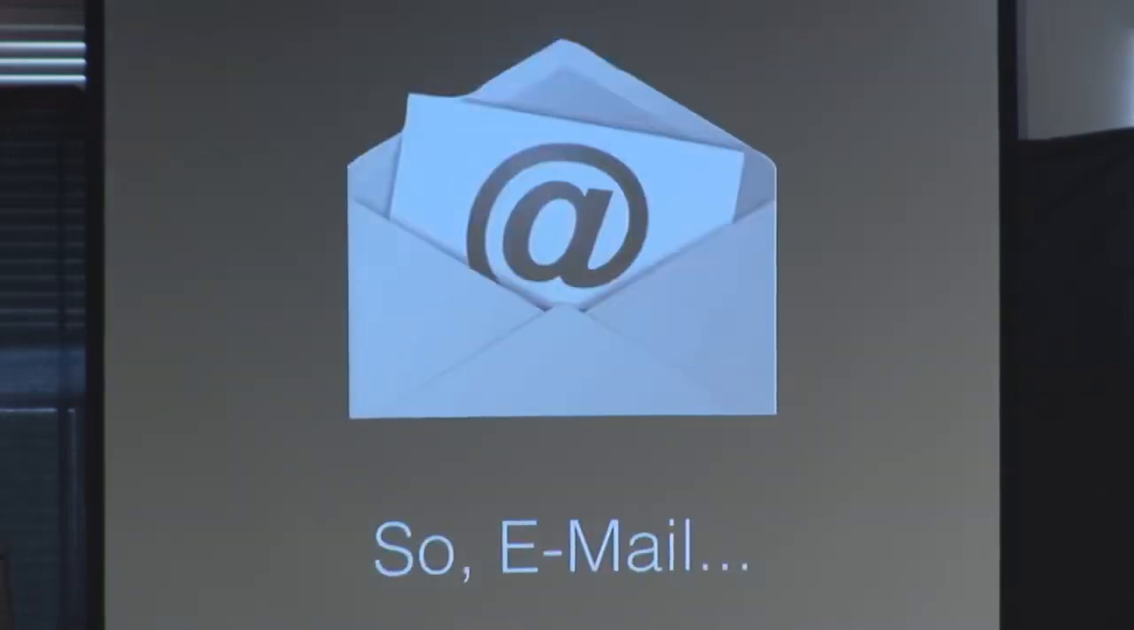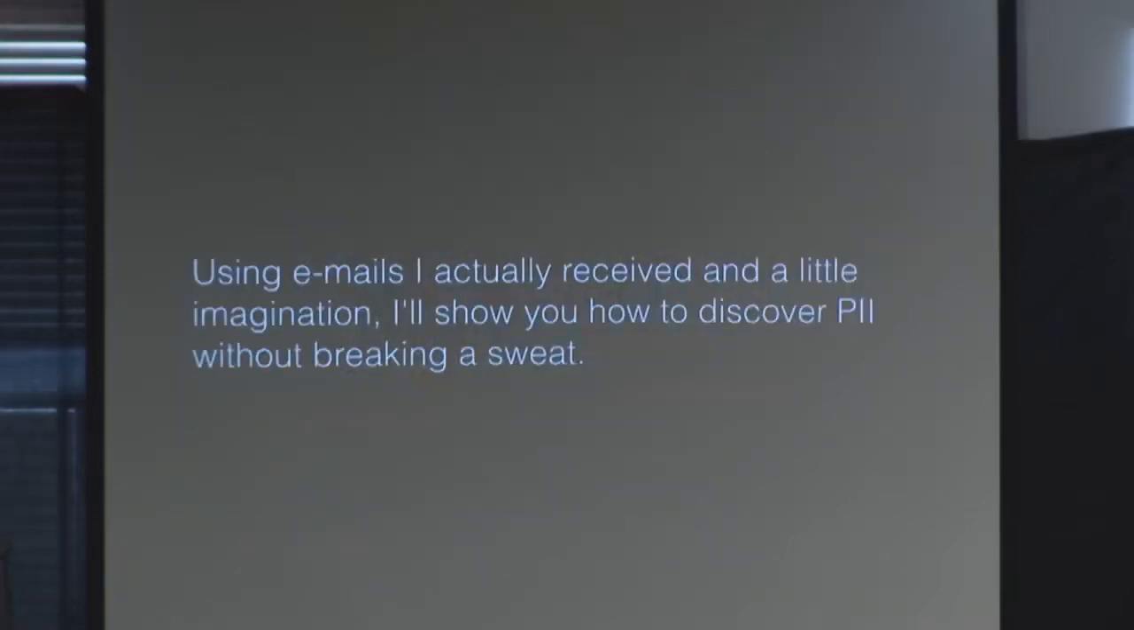All right, so back to the topic at hand. Email, because that's what we're going to get into. So using emails I actually received, and just a little bit of imagination, I'll show you how to discover personally identifiable information without even breaking a sweat. We're going to be combining emails that I've actually received, and I'll show you those emails, combining them with Google Dorks to find information that companies, reputable companies, have left online for anybody in the world to find.